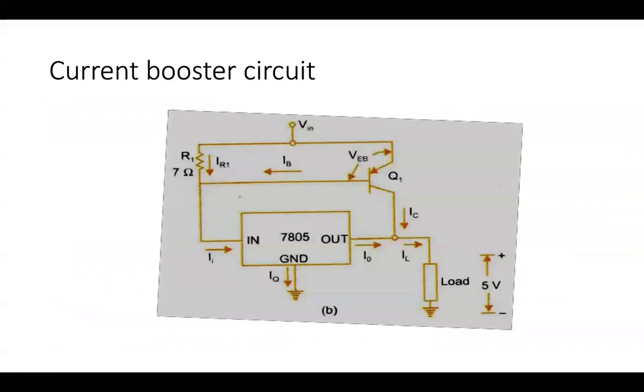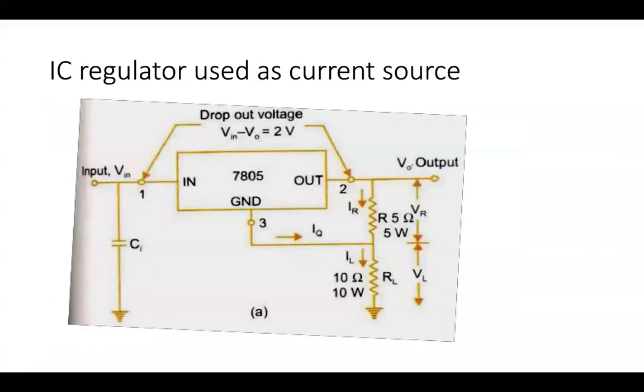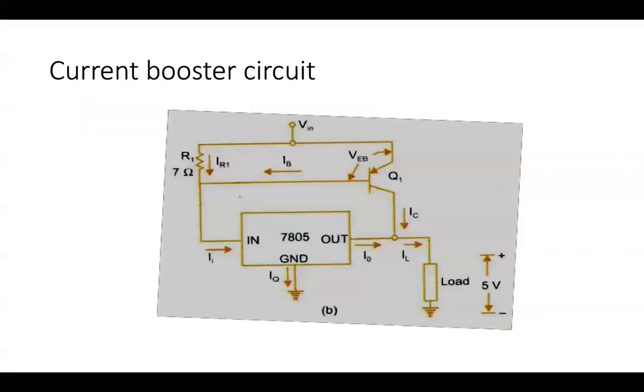Okay, now the booster circuit. So 7805, how do we make the 7805 act as a booster? So 7805 is used as a current source, with a capacitor and 2 resistors at the output side, right? But if I have to make it a booster, to increase its performance, I need to take the help of a transistor Q1, right?